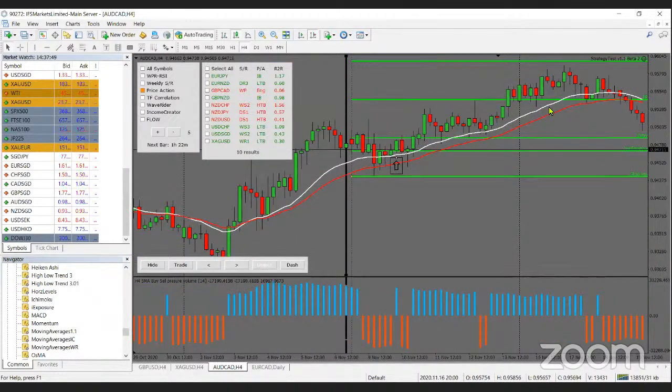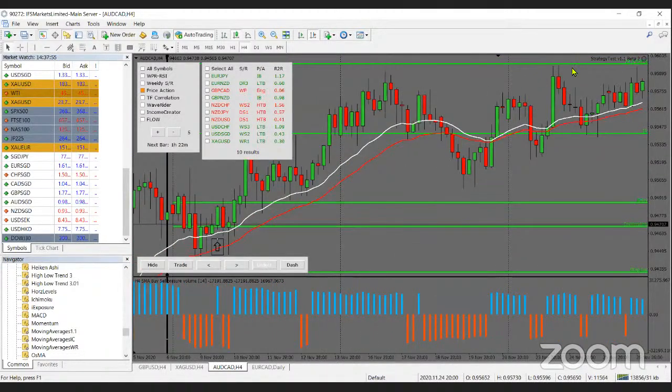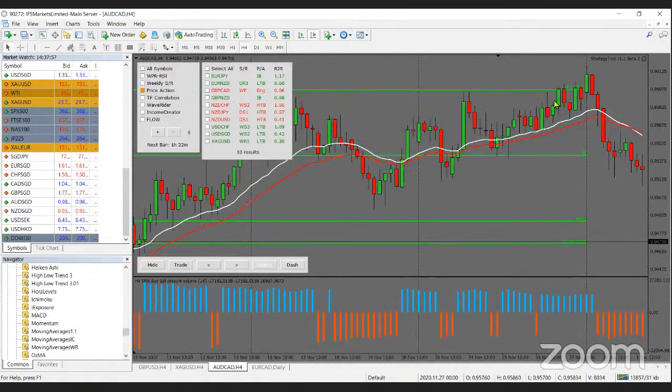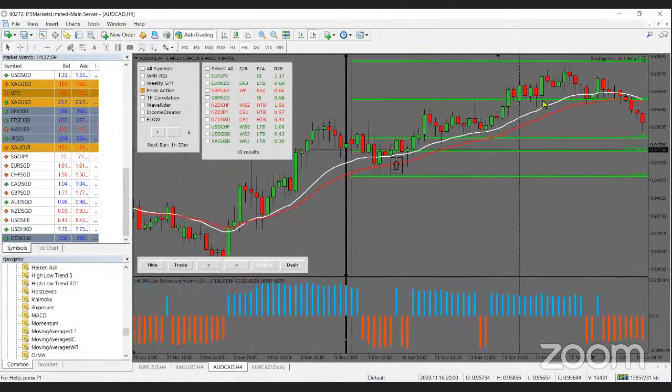So let me just simplify this. Most of the time I will stick with a 2R trade setup. In this case, it takes about 2.5 weeks for a trade to play out. So this is actually a winning trade for me.